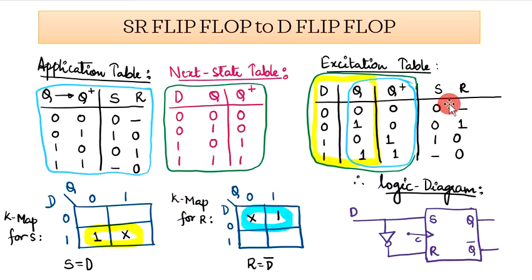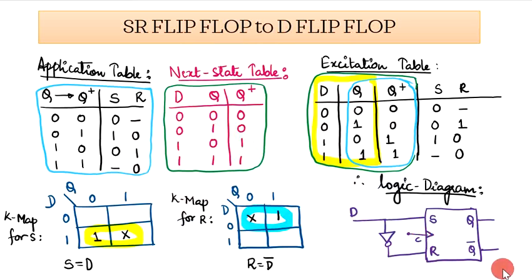I need to do that individually because we have two variables, S and R. I am going to map this particular min term and this particular don't care term. Similarly for R, I am going to map this particular don't care term and this particular min term. On mapping, grouping and simplification, I obtain S equal to D and R equal to D bar. If you look at this logic diagram, you can see that we are converting an SR flip-flop to D flip-flop.